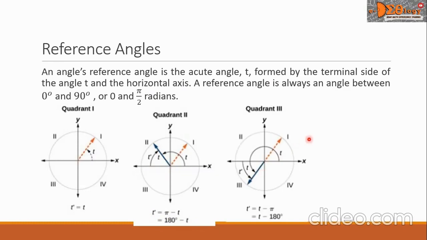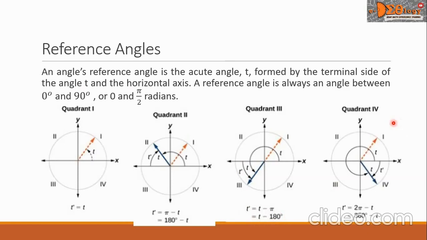In the next figure, this is the general picture of an angle in the third quadrant. This is the terminal side of the angle. So from here, it goes here and stops on the terminal side. Again, the reference angle is the acute angle formed by the terminal side of the angle T and the horizontal axis. So this is our reference angle. The formula is: the reference of T is equal to T minus pi if the angle is given in radians, or T minus 180 degrees if the angle is given in degrees.